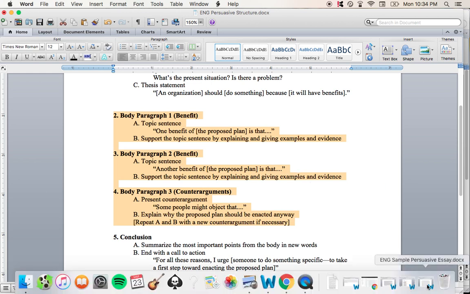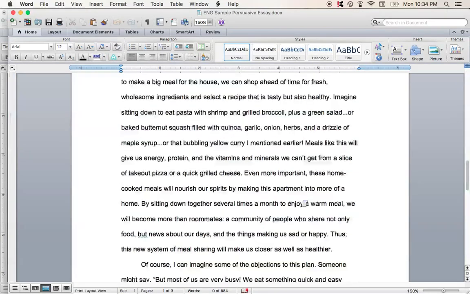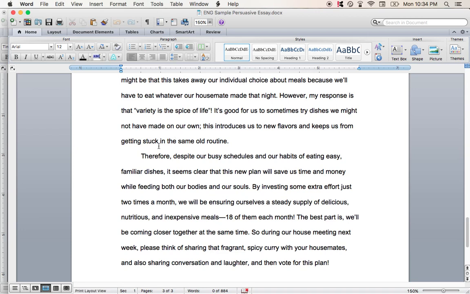So if we look over at the sample persuasive essay again, we can see how the conclusion does that, how it summarizes the most important points. Therefore, despite our busy schedules and our habits of eating easy, familiar dishes, it seems clear that this new plan will save us time and money while feeding both our bodies and our souls. Right? Those are the 4 different points that were made in the body paragraphs.